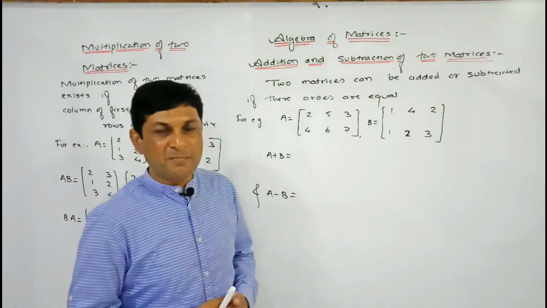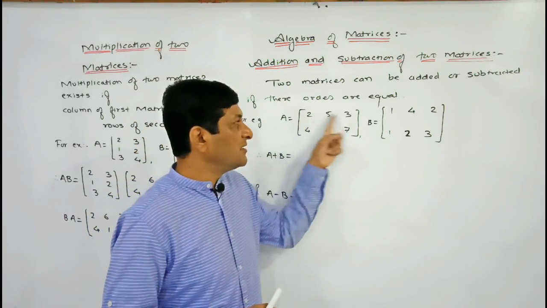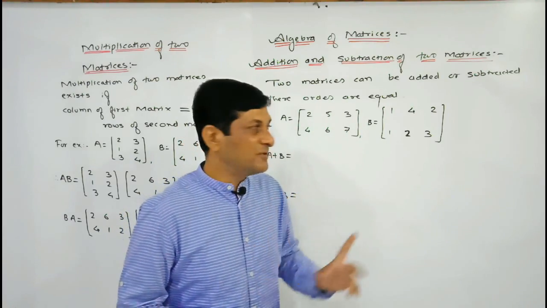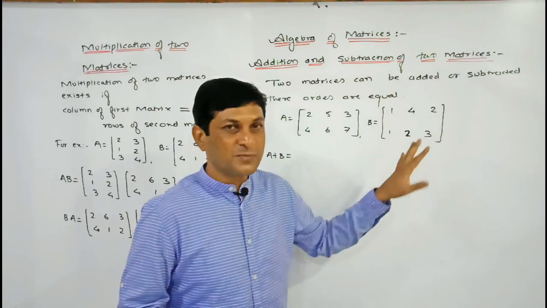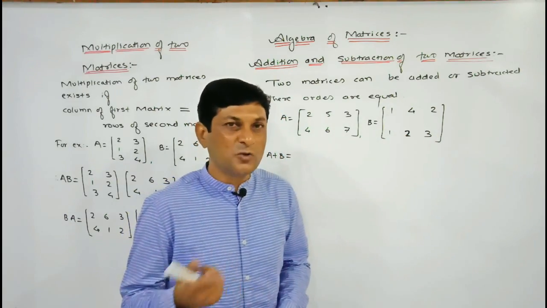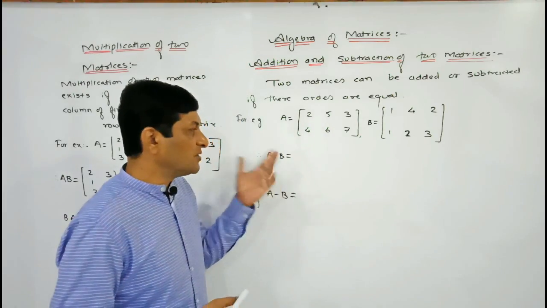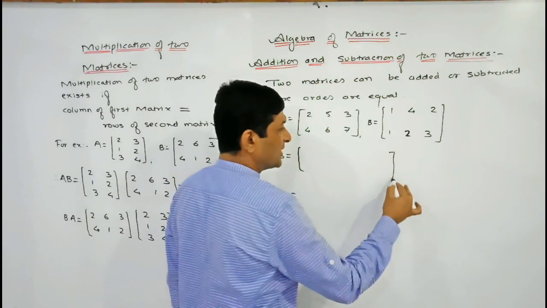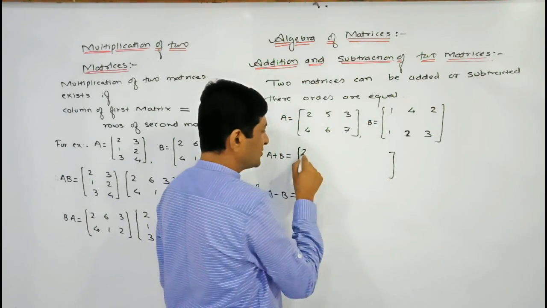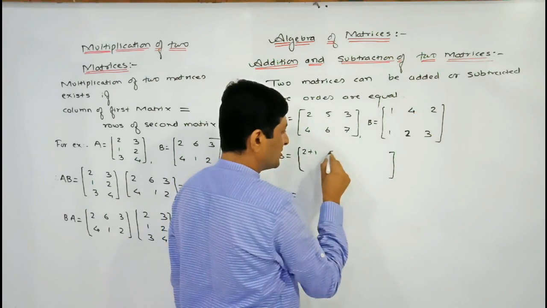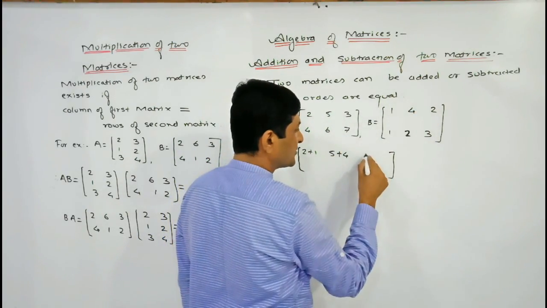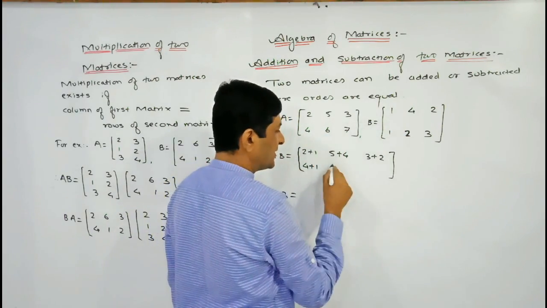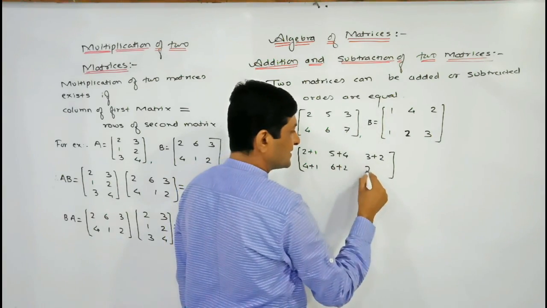If you observe here, two rows and three columns are there, means the order of the first matrix is 2 by 3, and here also two rows and three columns, means the order of the second matrix is also 2 by 3. Whenever we are taking the addition of two matrices of equal order, simply take the addition of corresponding elements. So 2 plus 1, 5 plus 4, then 3 plus 2, 4 plus 1, 6 plus 2, and lastly 7 plus 3.